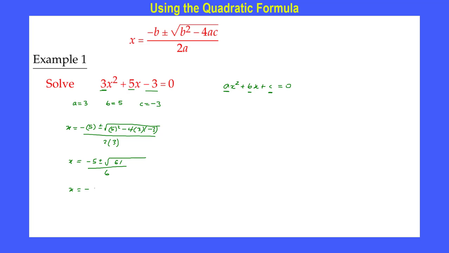Now we've got two possible solutions. So we can say that x is equal to negative 5 plus the square root of 61 over 6, which we can work out as a decimal, and I've done it here to 3 significant figures. Alternatively, x equals negative 5 minus root 61 over 6. And again, I've done it to 3 significant figures.